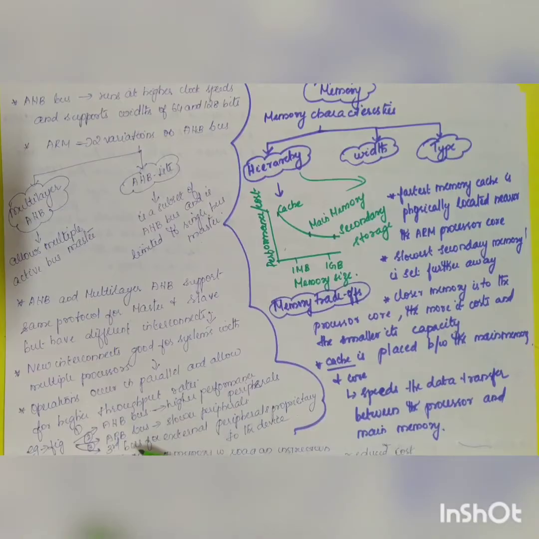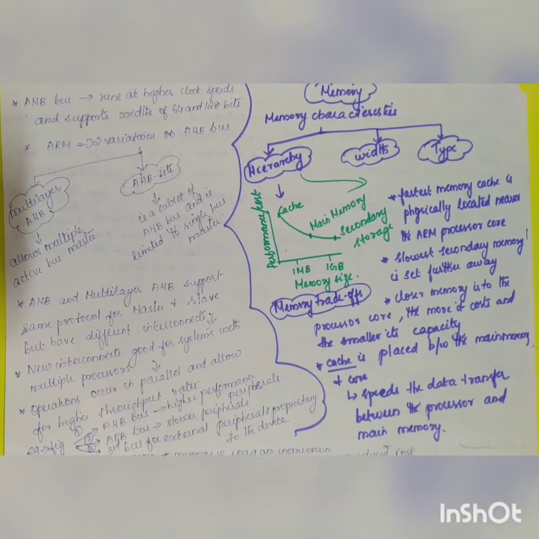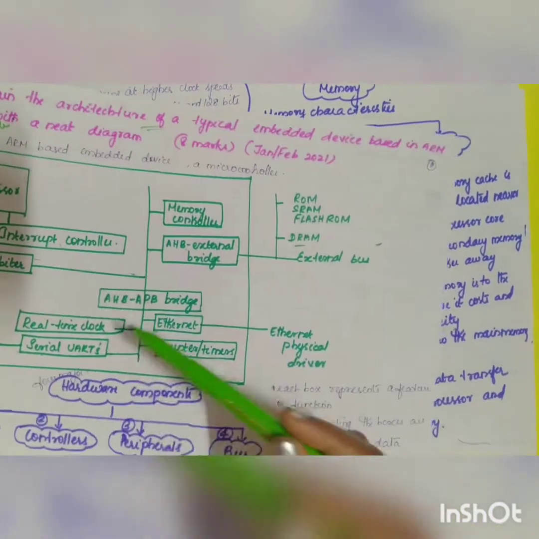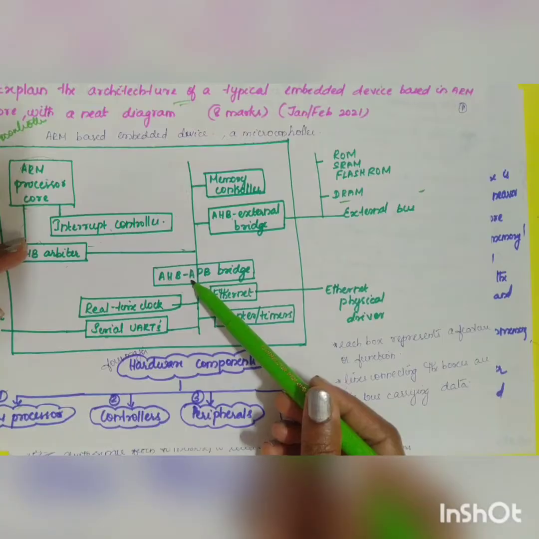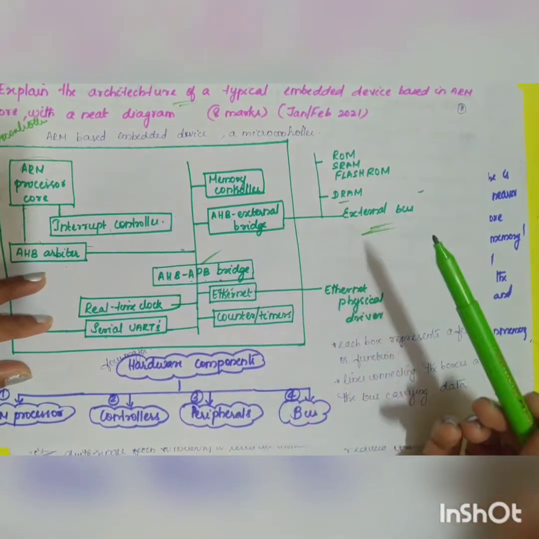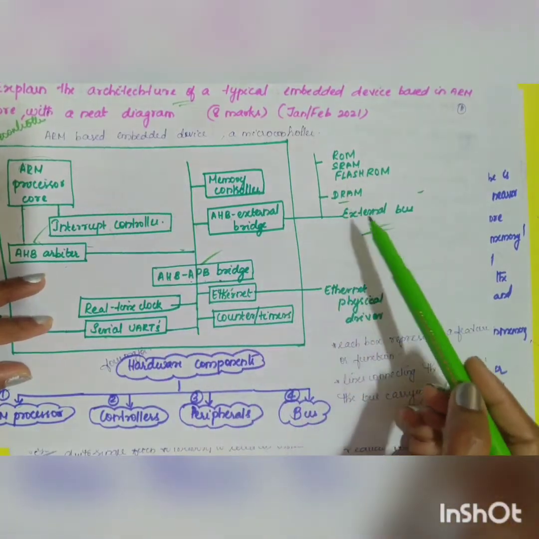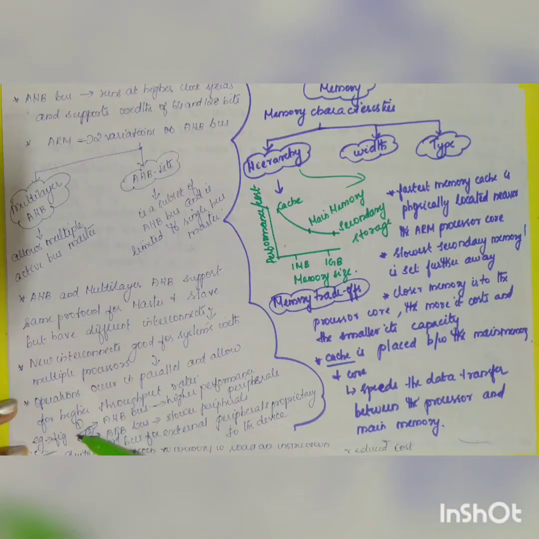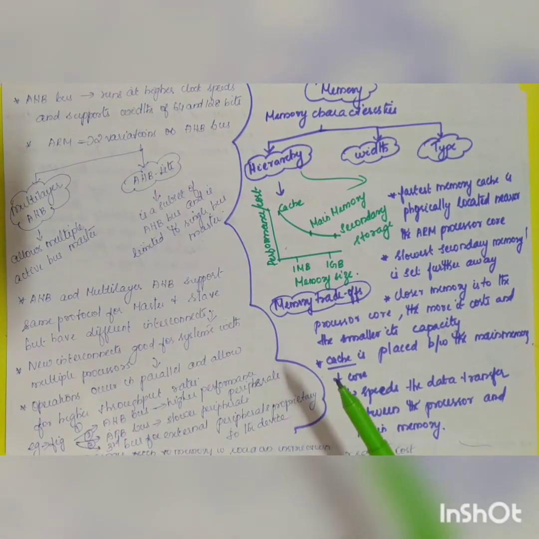Okay. So in the figure you have three different types of buses. One is your AHB bus, and your APB bus, and your external bus. APB means peripheral bus. This is connected to the core. The external bus goes to the external devices. That is what is given. So in the figure you have three different types of bus.